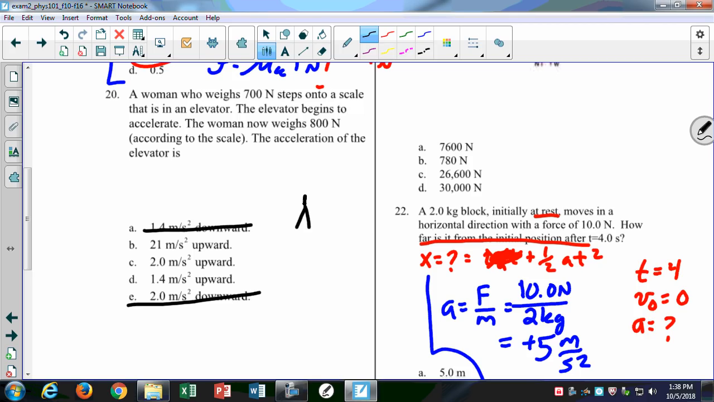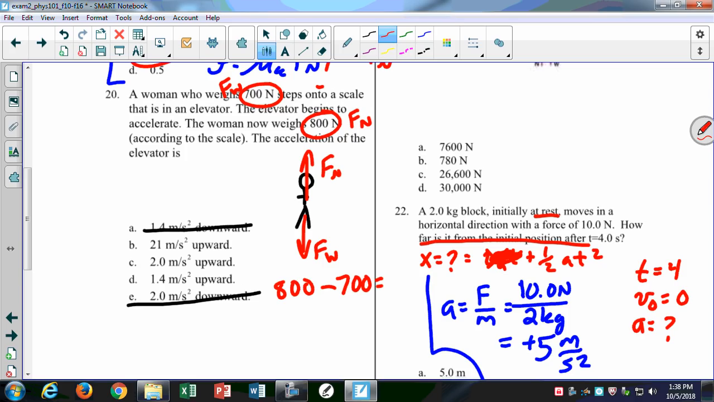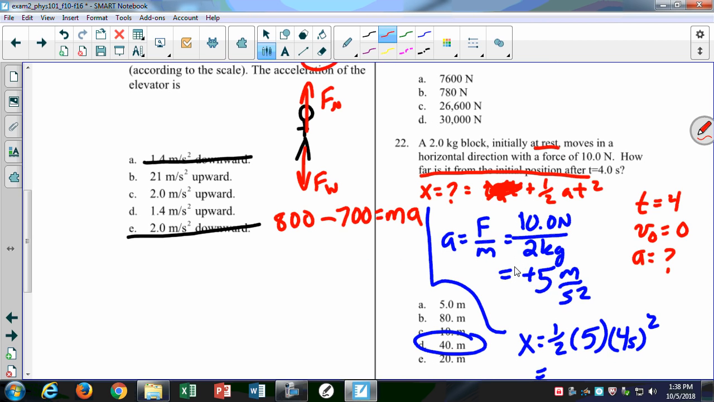Let's draw the lady. She has two forces acting on her: her weight, and her normal force. The normal force is equal to 800, and her weight is equal to 700. So the normal force minus the weight, 800 minus 700, is equal to her mass times her acceleration. We want to find that acceleration. Often I give you the mass and you have to find the weight, but here I've given you the weight, 700 newtons, and you have to find the mass. So the mass is 70 kilograms.